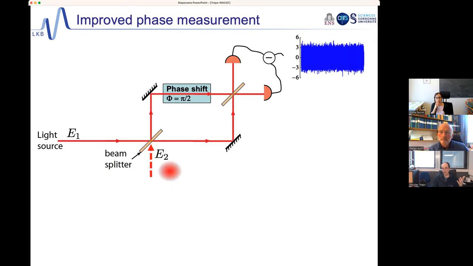What does it mean in practice? It is that now I have my Mach-Zehnder interferometer, which is limited by vacuum fluctuations that come in the empty port. But because this is an empty port, I can put something in the empty port. I can choose. I don't have to let vacuum go in.